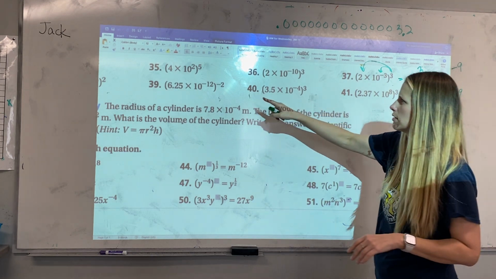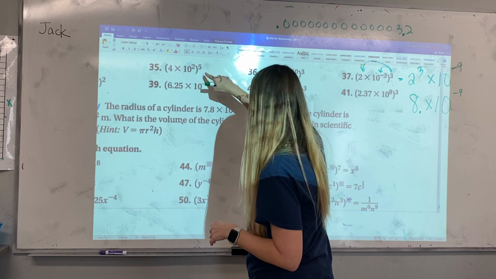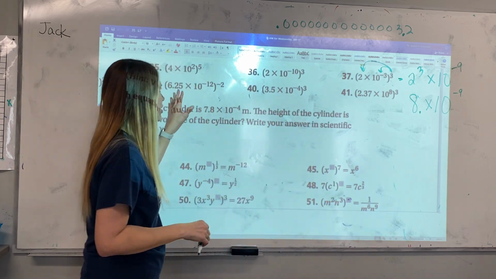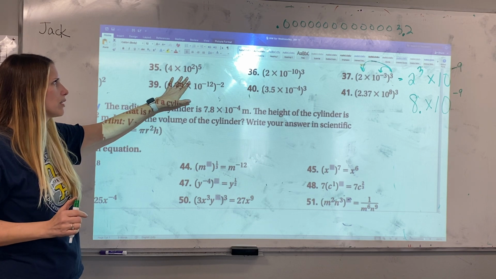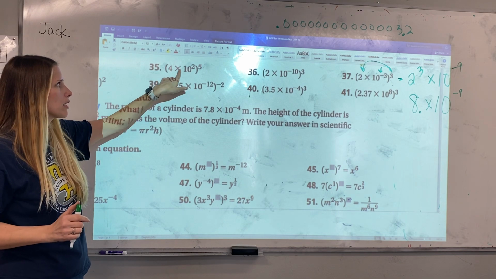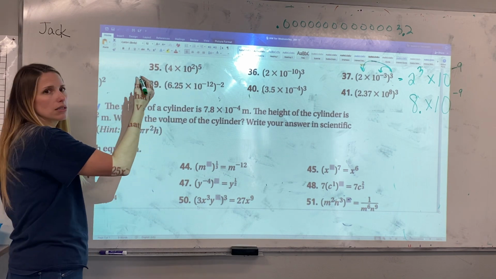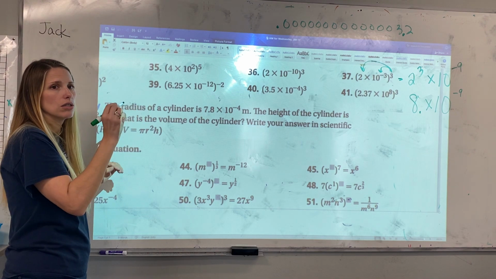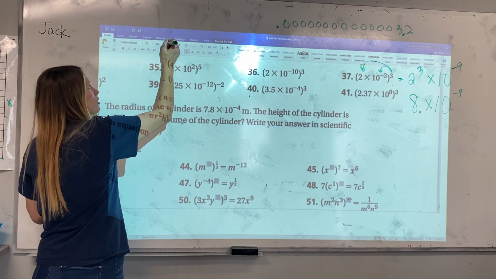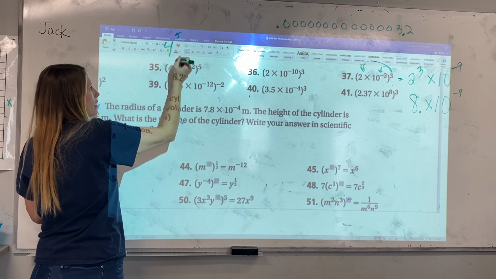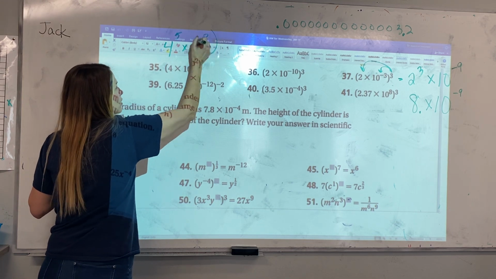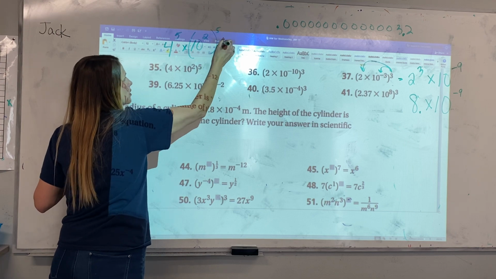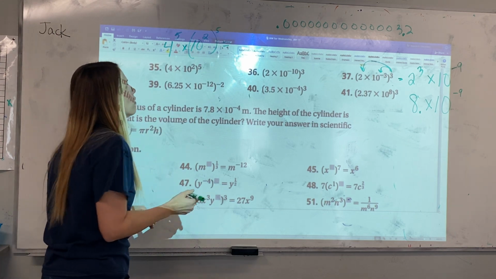This one, 4 times 10 squared, all to the 5th power, looks super innocent, but it's not. Okay, so what we have here is the 4 being raised to the 5th power, which is going to require a calculator. 1024.